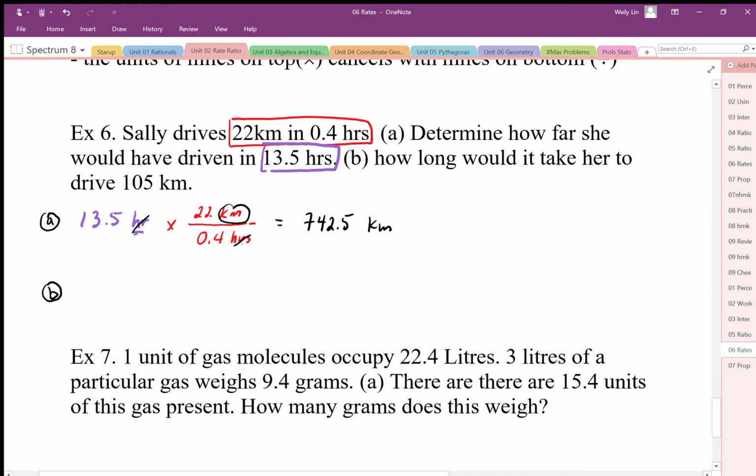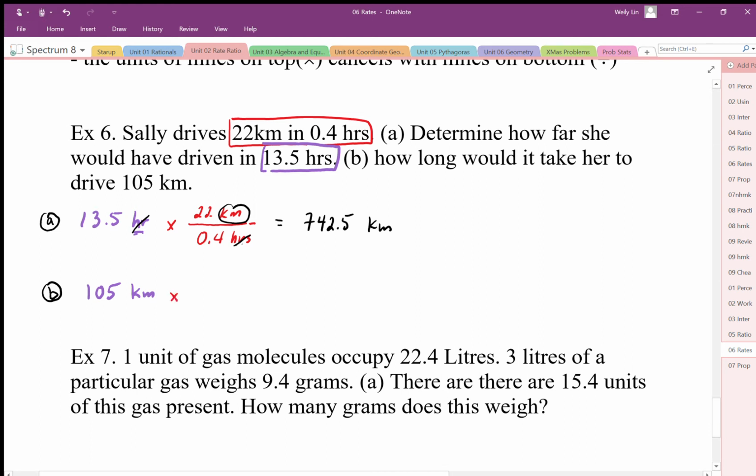So we can do this one, the next one here, in a similar way. Okay, so we're not directly calculating the kilometers per hour, although that is definitely a strategy. We want to use this unit conversion strategy. So we're going to start with 105 kilometers, and then we're going to multiply by the rate.